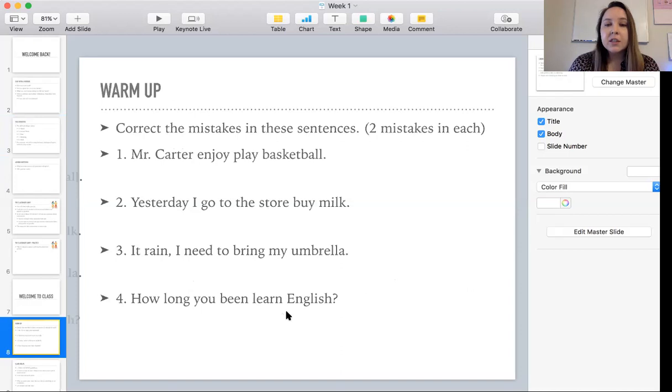One of the first things we did is looking at a little bit of grammar practice. So a few people last semester told me that you all wanted to do a little bit more grammar. So I want to get an idea of what we know already and some things that we can still work on. So here you can see 4 sentences. Sentence 1, Mr. Carter enjoy play basketball. Sentence 2, yesterday, I go to the store, buy milk. Sentence 3, it rained, I need to bring my umbrella. And sentence 4, how long you been learn English?